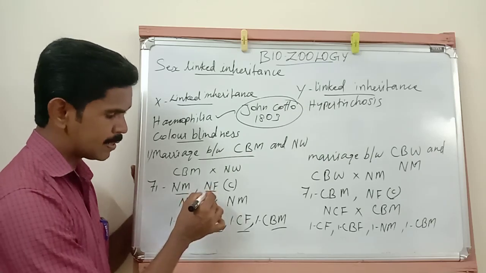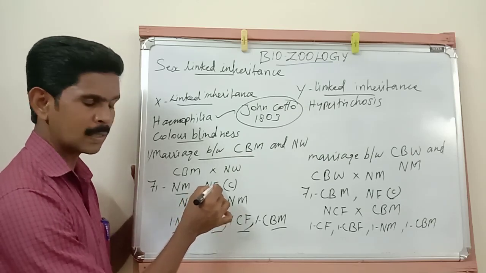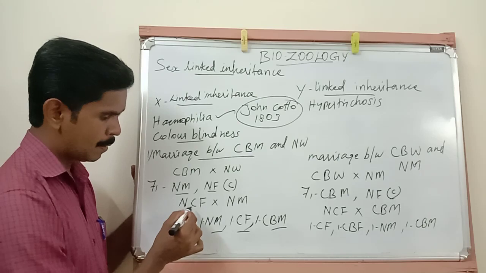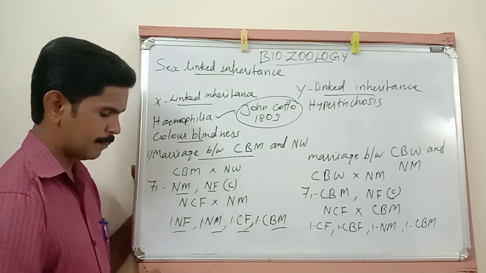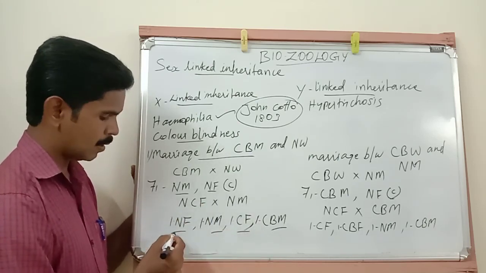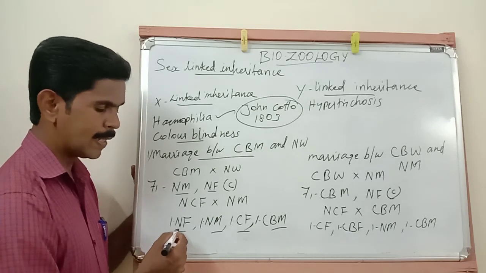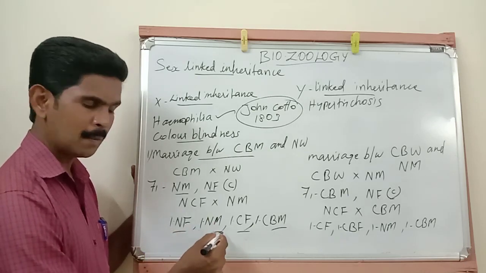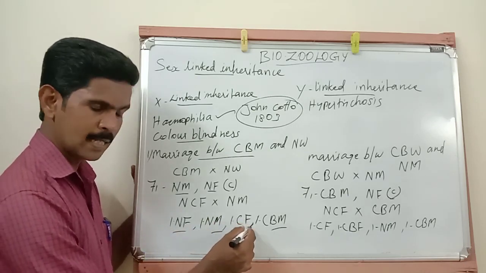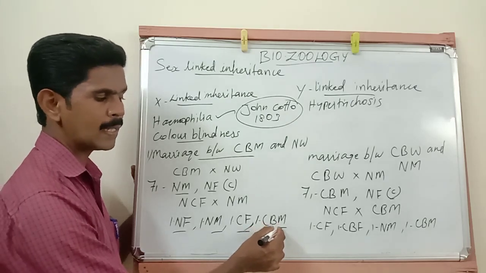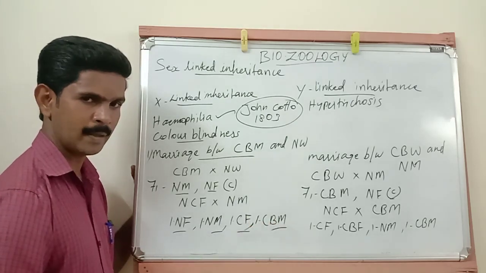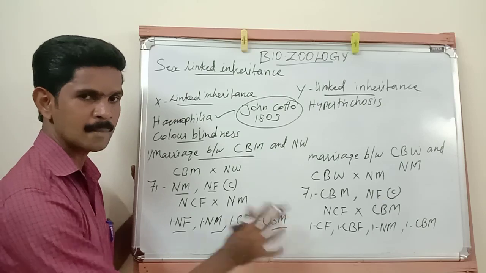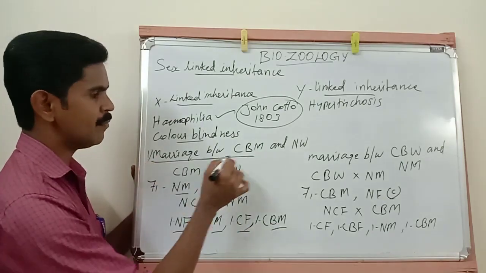When this F1 generation normal carrier female marries a normal man, in the next generation they will produce one normal female, one normal male, one carrier female, or one color blind man. Sorry, not carrier, color blind man. So this is the first type of marriage.